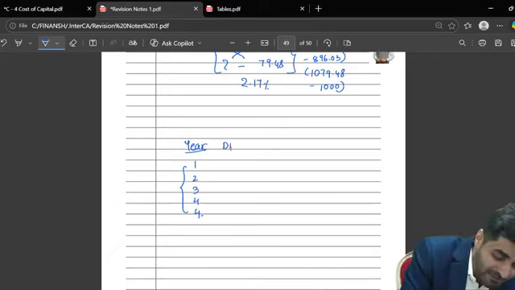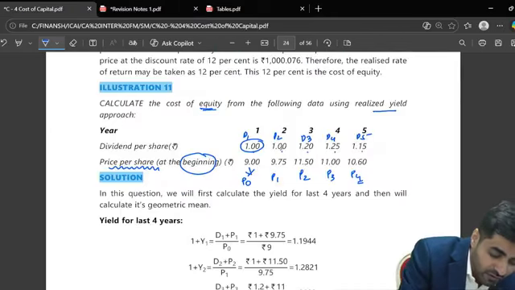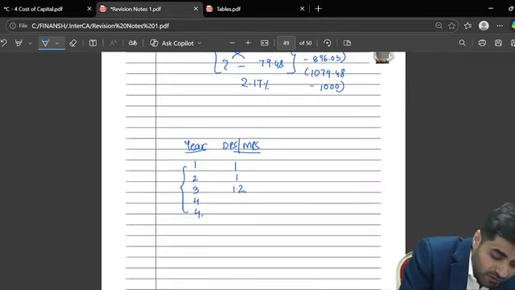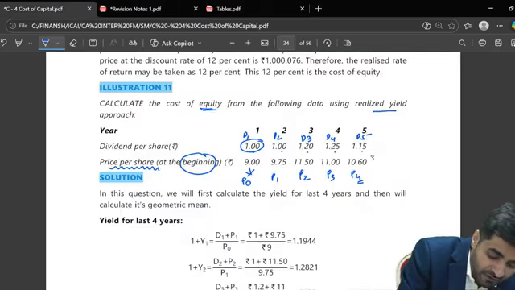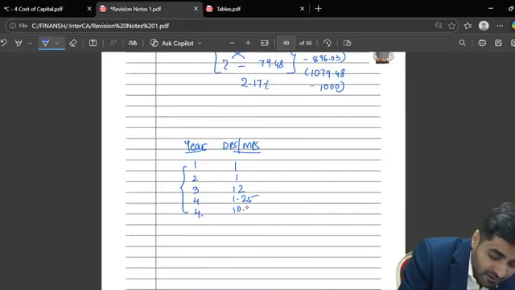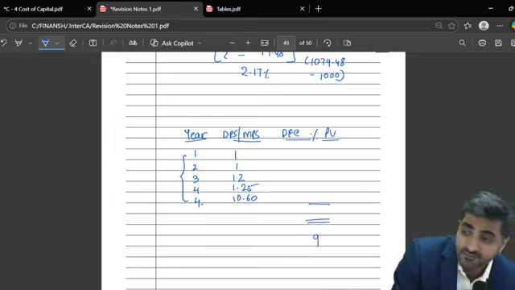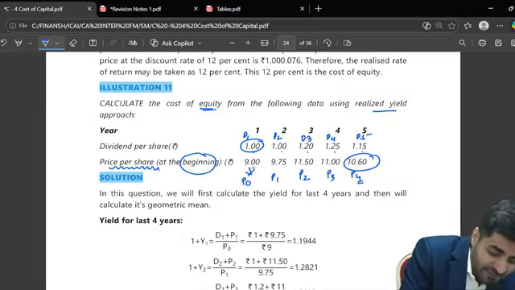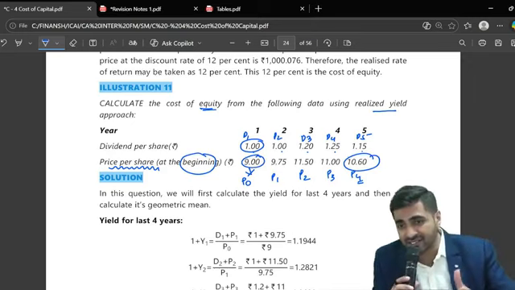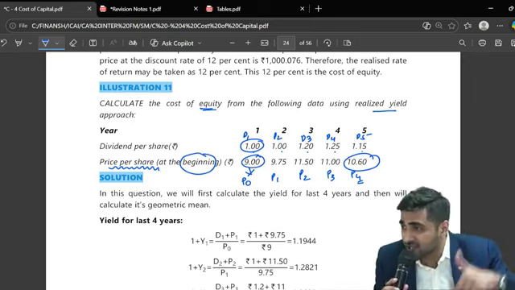And now I will at the same time take dividend per share and market price per share. Can you give me dividend per share for year 1? 1. For year 2? 1. For year 3? 1.2. For year 4? 1.25. And what's the market price at the end of year 4? 10.6. Now I need to discount all these things in such a way that my present value should actually be 9. Because can I say the current market price today itself is 9 rupees? So this is your current market price.